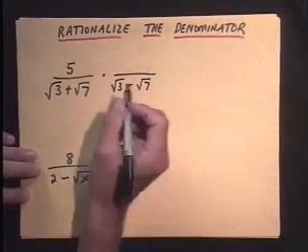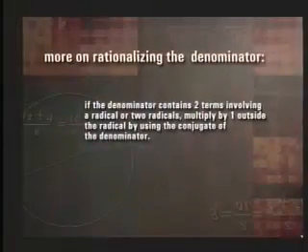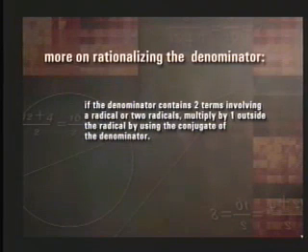All right, so let's go to the graphic to reinforce that real quick, and you can get this down in your notes. So notice here it says if the denominator contains 2 terms involving a radical or 2 radicals, multiply by 1 outside the radical by using the conjugate of the denominator. So we like to go to these graphics and make sure that you got some good notes and some good things to go on. All right, so y'all got that? Let's head back to that example.